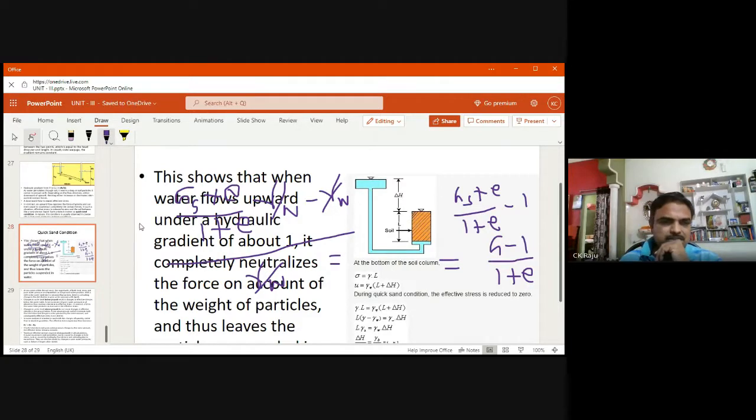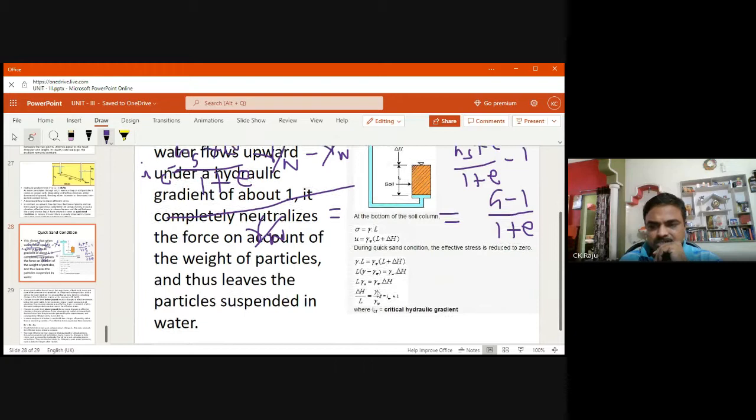So this is ic equal to this one: gamma submerged by gamma w, but gamma submerged is gamma saturated minus gamma w. So I have substituted here, and we get finally this one. Therefore, for critical hydraulic gradient, the expression will be equal to Gs minus 1.